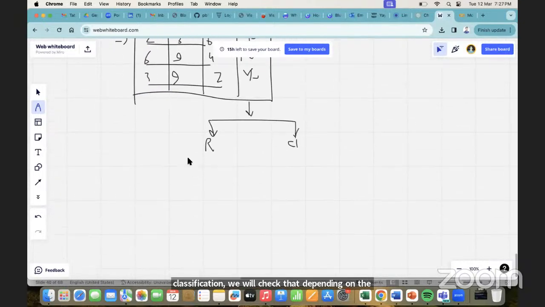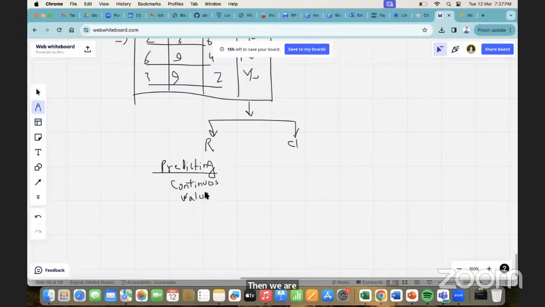the output column. Whenever in real time you are solving a project which is predicting a continuous value, then we are applying a regression algorithm. Whenever in a real time project we are predicting a discrete value, at that time we are using a classification algorithm.